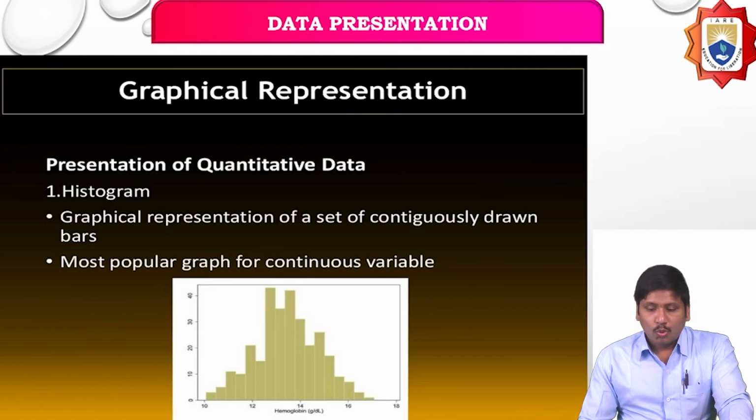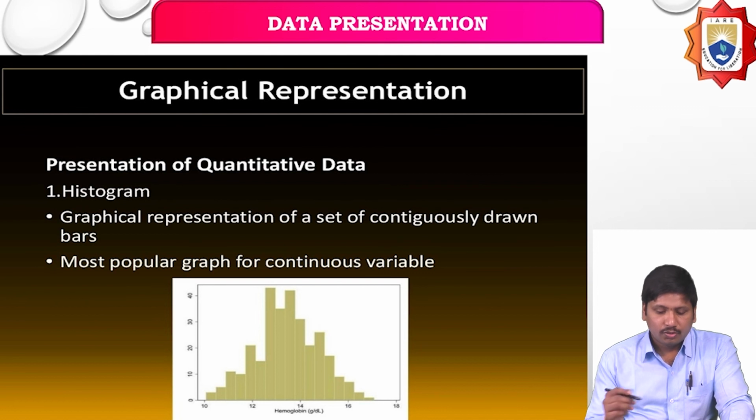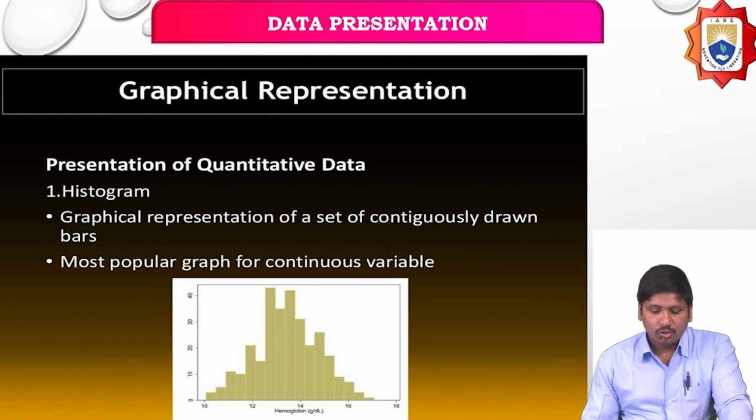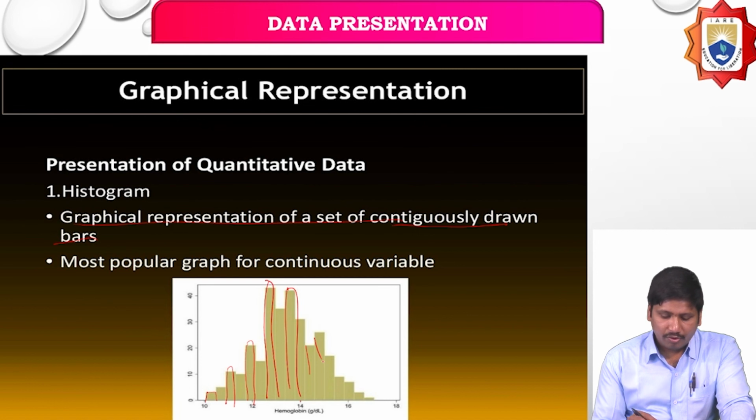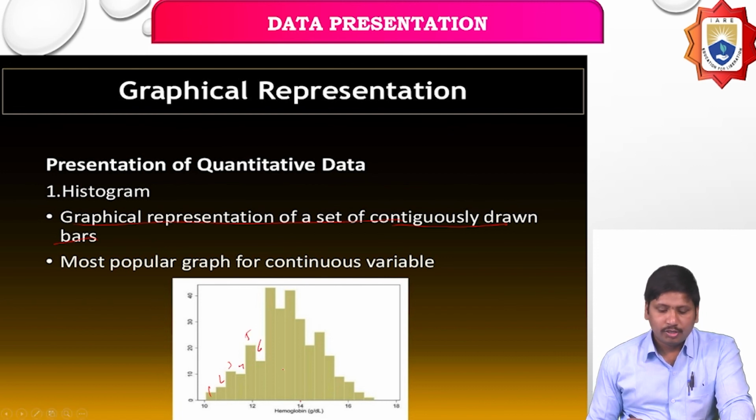Now, the presentation of quantitative data. Till now what I discussed is how to present data of a qualitative nature. Now how can I represent data of a quantitative nature? The graph we have is the histogram, a graphical representation of a set of contiguously drawn bars. In the bar diagram there is a space between the bars. If I don't maintain any gap between one bar and another, then that should be considered a histogram.